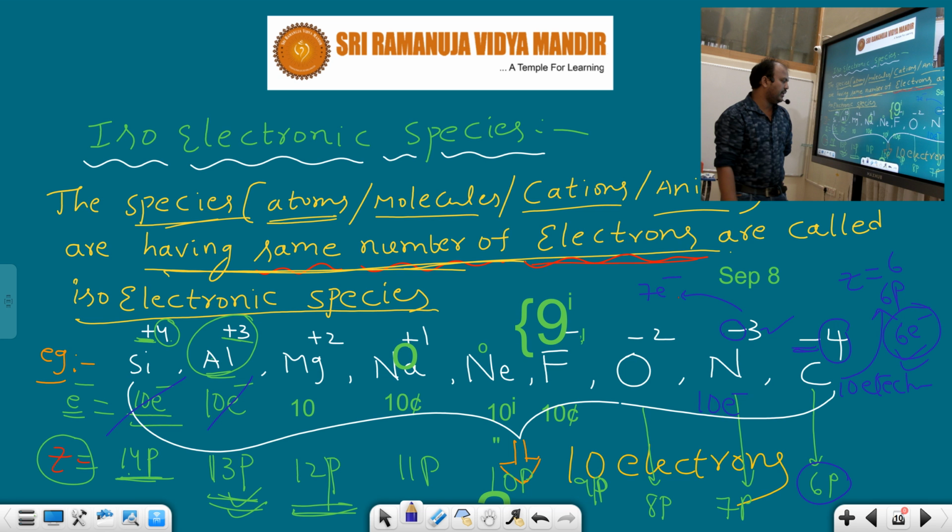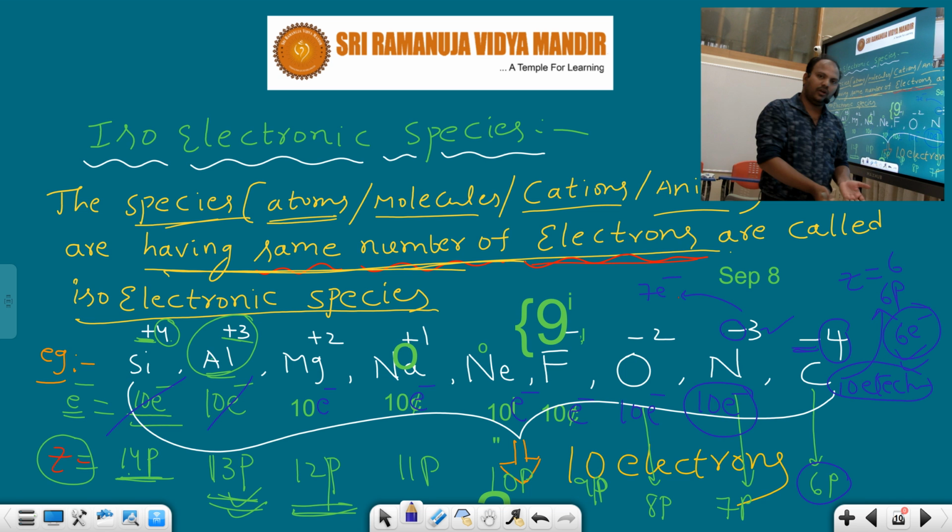That means all these species' electron number is the same, whether cation or anion or atom. That's why these are called isoelectronic species. Iso means same.